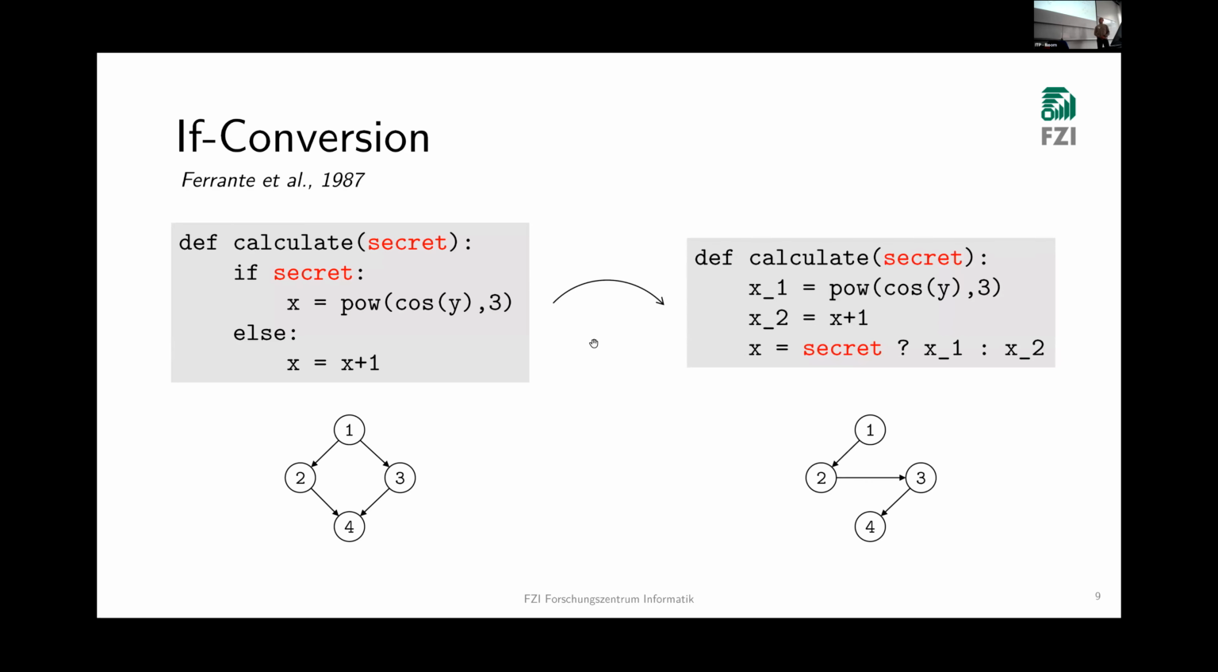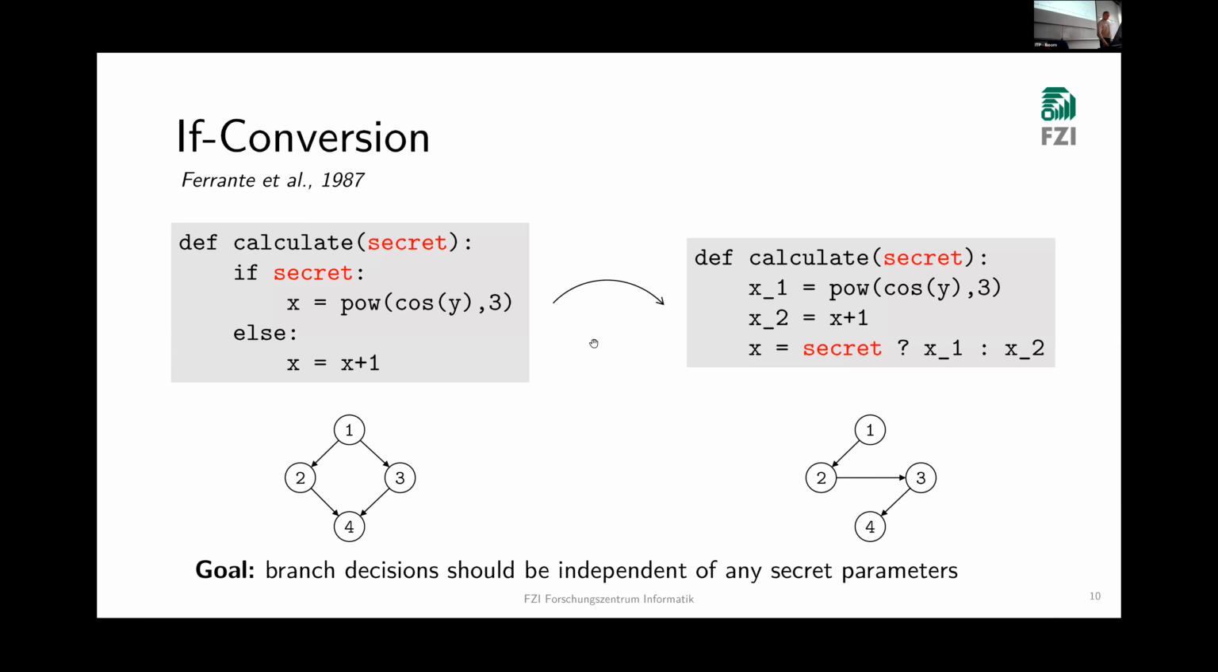We can do if conversion, which is a very old technique, and it consists in executing both branches sequentially, and then we predicate the assignment using this select operator. So we see that the structure of the control flow graph changes. We execute both branches, and now this code is linearized. And the code on the right is now constant time, or at least the execution time doesn't depend anymore on this secret parameter.